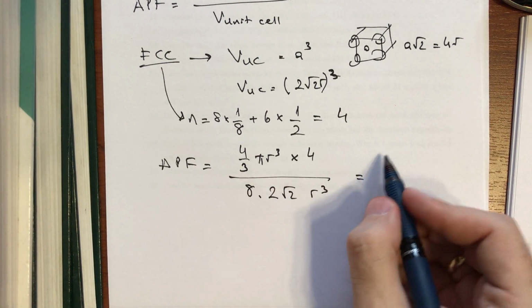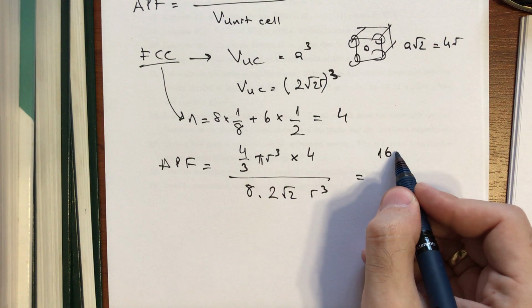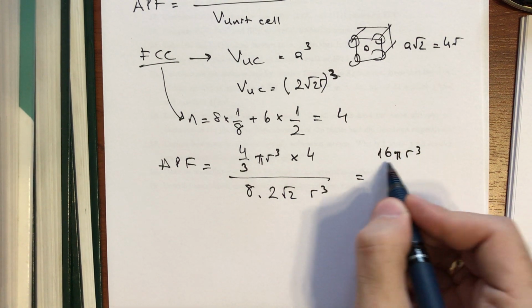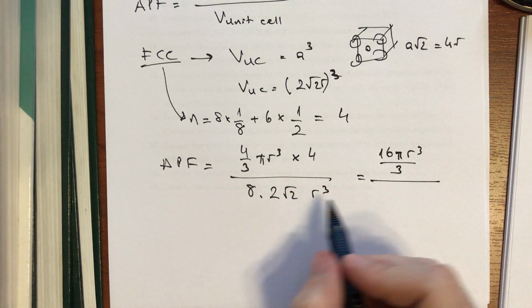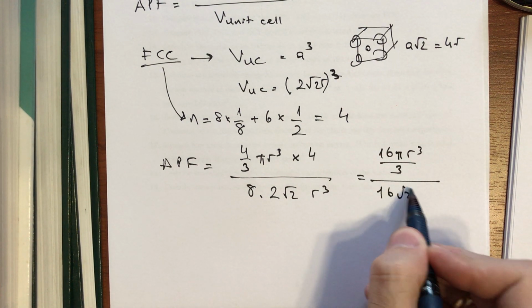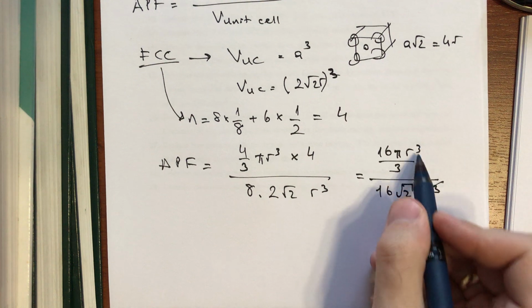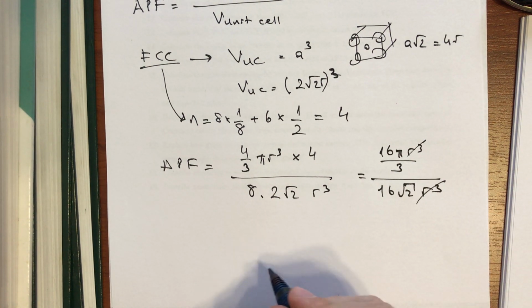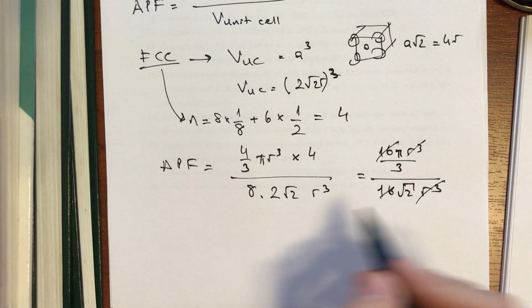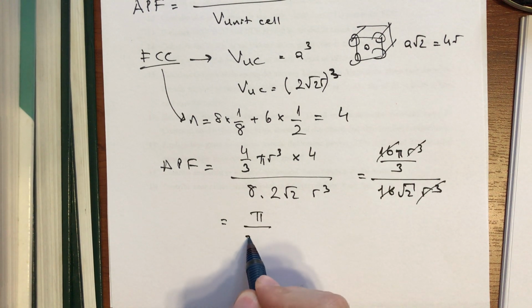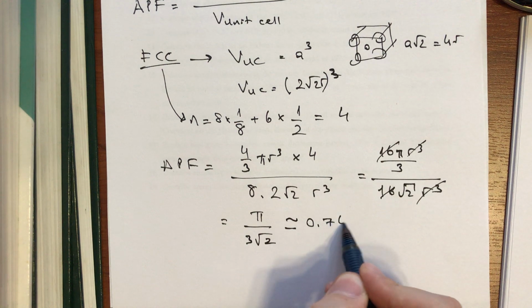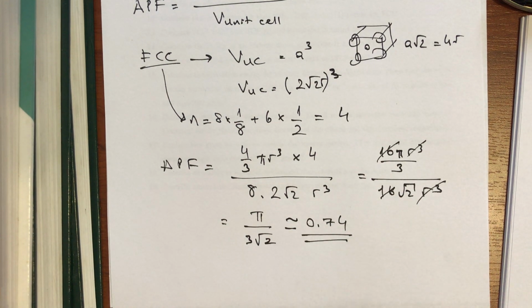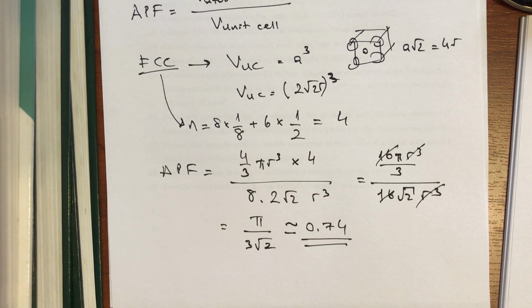If you simplify this expression, you will get 16 pi r cubed divided by 3, divided by 16 square root 2 r cubed. The r cubed terms cancel out. 16 cancels out. You will get pi divided by 3 square root 2, which is approximately 0.74, which is the result that we expect for FCC.